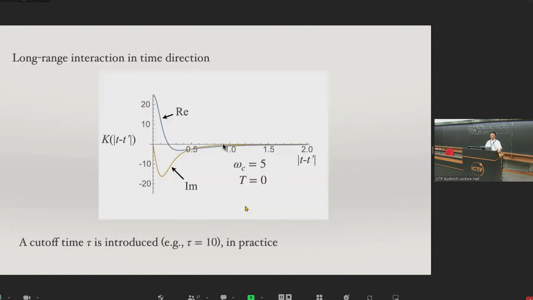This figure shows the strength of long-range interaction in the time direction. So this is the strength of interaction, and this is time. The real part is shown by the blue line, and the imaginary part is shown by the orange line. So this is a long-range interaction. In order to simplify the numerical calculation, we introduce a cutoff for the range of interaction. In practice, we set the cutoff to 10.